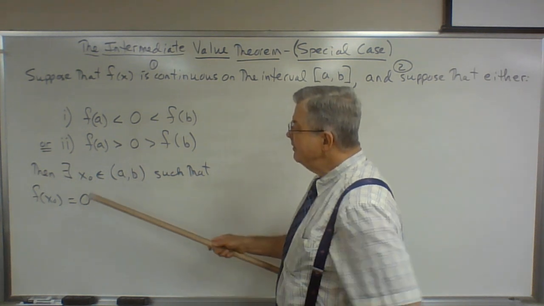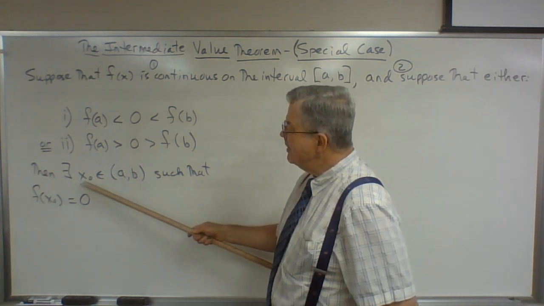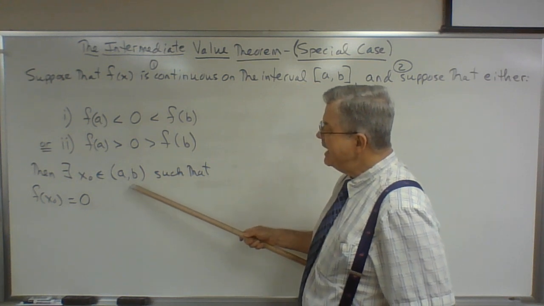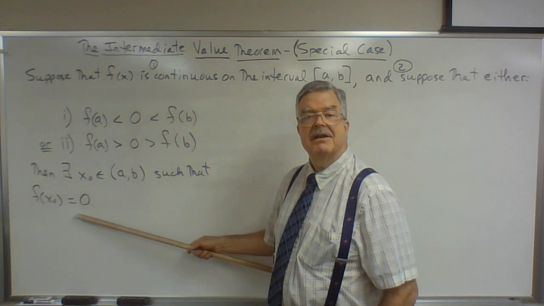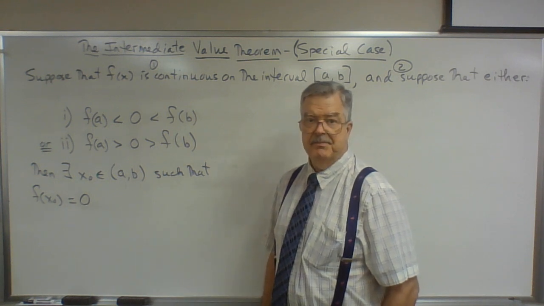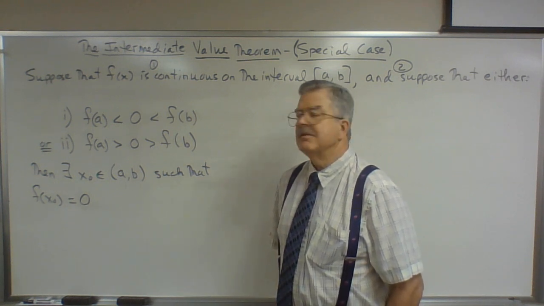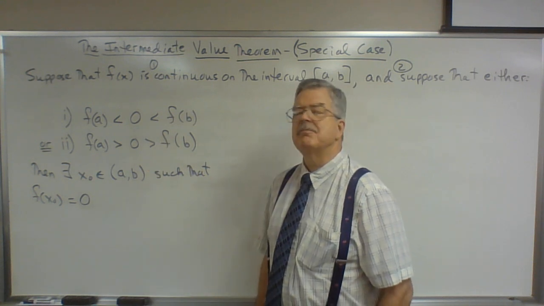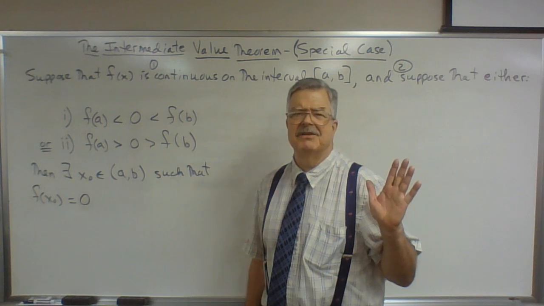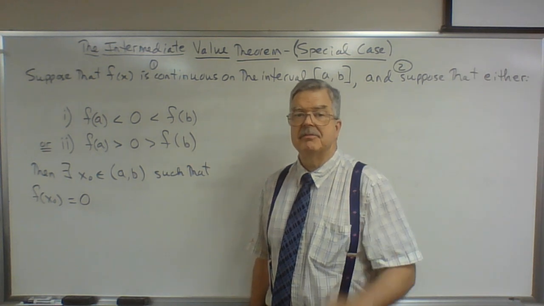Then in this case, there exists an x value, x naught, in the interval [a, b], such that f of x naught equals 0. And again, we'll draw out these two scenarios to make it perfectly obvious why that has to be the case.